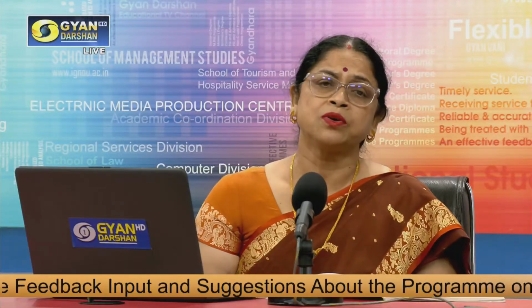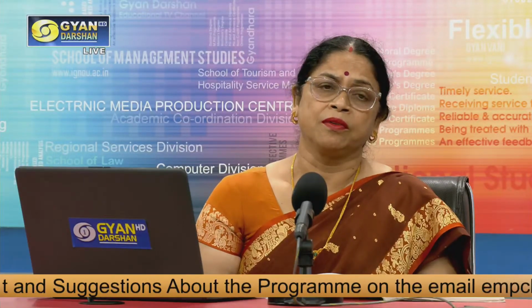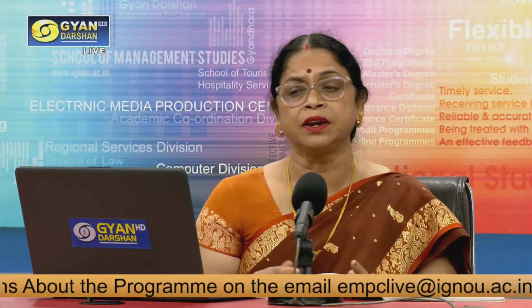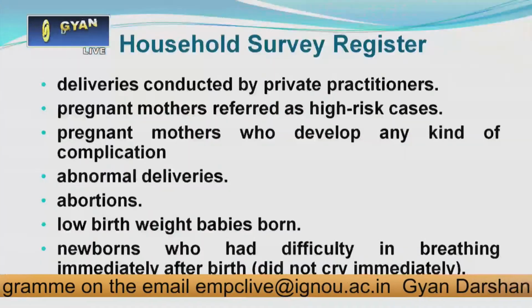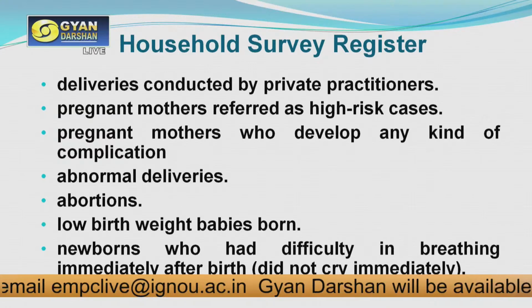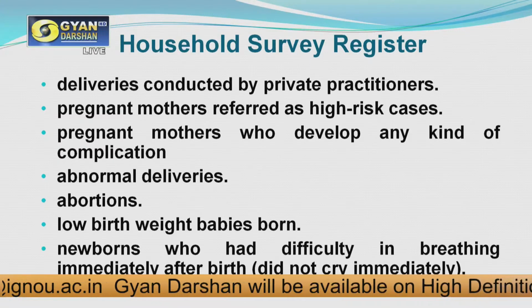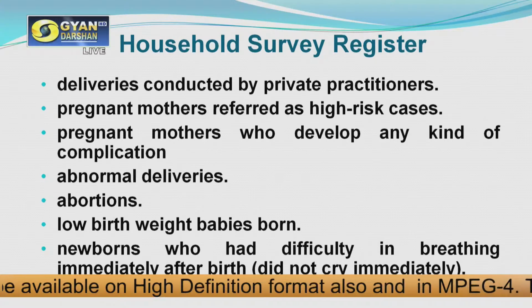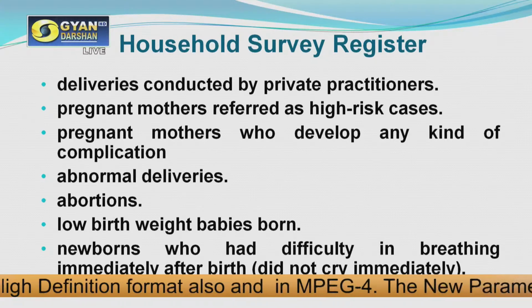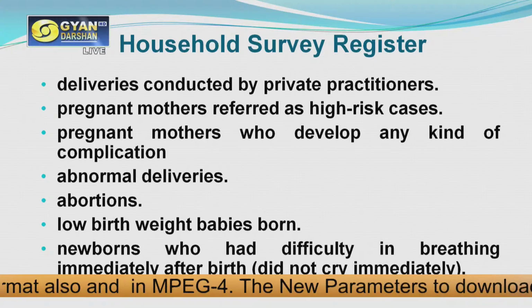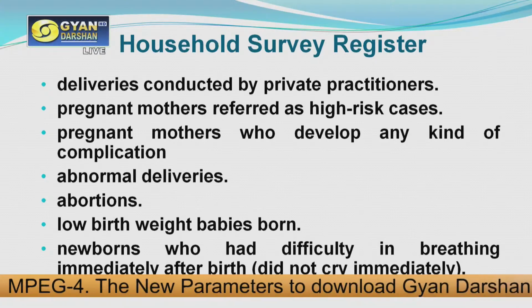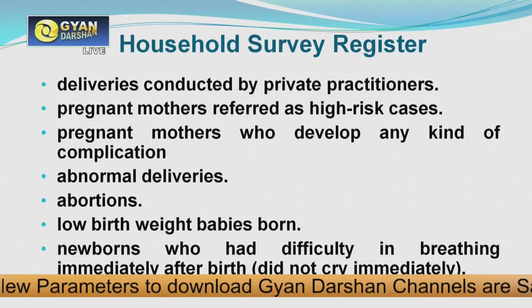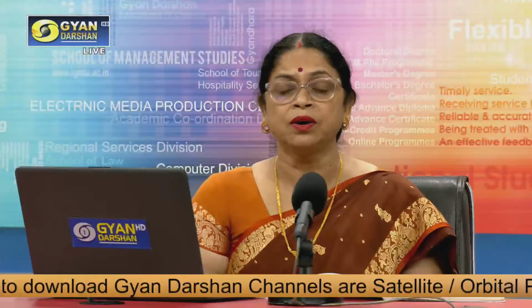Also, because the household is the main source where you can collect all this information, like deliveries conducted by a private practitioner or any delivery of a mother who was at high risk, you can record in this register. Then pregnant mothers who develop any kind of complications, abnormal deliveries, abortions, low birth weight babies, or newborns who had difficulty in breathing immediately after birth, or did not cry after birth. All this information you can record in this register.